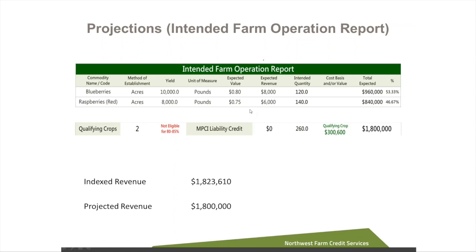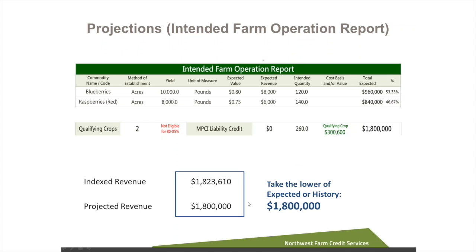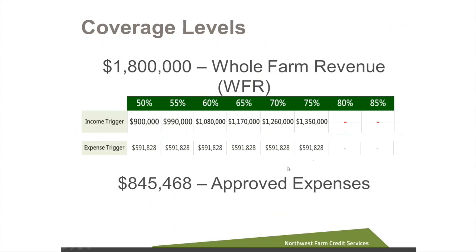And this is the power of this policy, where you're setting the value for the crops. For instance, you might have a special market, or you might be selling fresh, where with typical crop insurance policies, those values are set for you. Your total expected in this instance is going to be 1.8 million. We'll compare that back to the historical average. If you qualify for index, we'll compare it to that, and the lower one will set your approved revenue. So we have a whole farm revenue value set, or approved revenue.